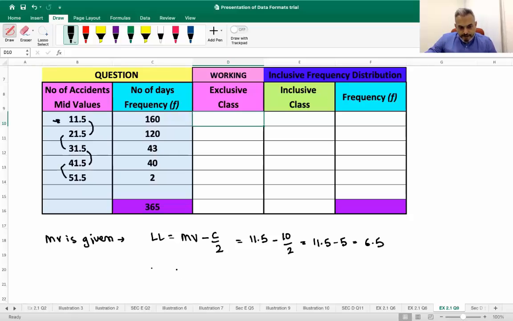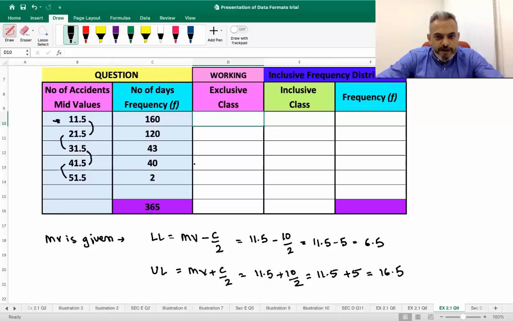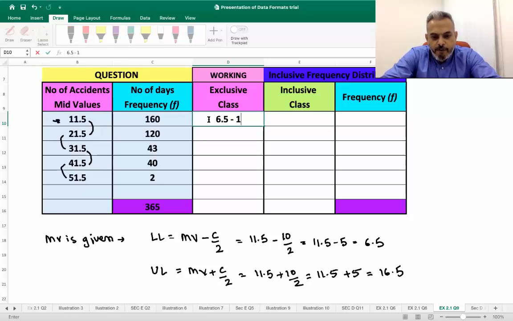Upper limit is equal to mid value plus class length divided by 2. You also do this working, please. Plus 10 divided by 2, which is equal to 11.5 plus 5, which is 16.5. Obviously, जो तुम ये फाइंड कर रहे हो ये सब है एक्सक्लूसिव और क्लास लेंथ 10 है. So directly let's write the first class 6.5 to 16.5.